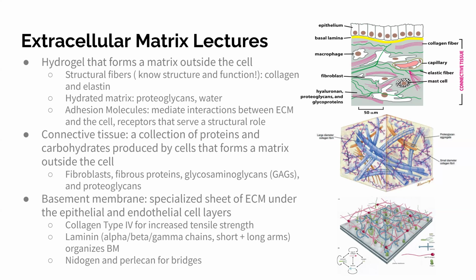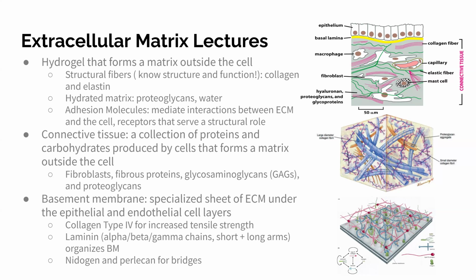So the extracellular matrix is split up into two. We have the connective tissue and the basement membrane. So the connective tissue is just in between all cells. It's a collection of proteins and carbohydrates produced by cells, and that forms a matrix outside the cells. And within the connective tissue, you have fibroblasts, which are the cells, fibrous proteins, glycosaminoglycans or GAGs, and proteoglycans, which are made up of GAGs with a protein core. And then there's also some other cells floating around in the connective tissue. You don't need to know that, but there's also immune cells, some other random ones that just float around.